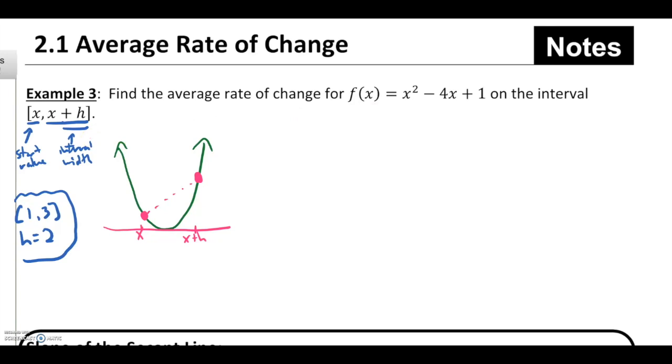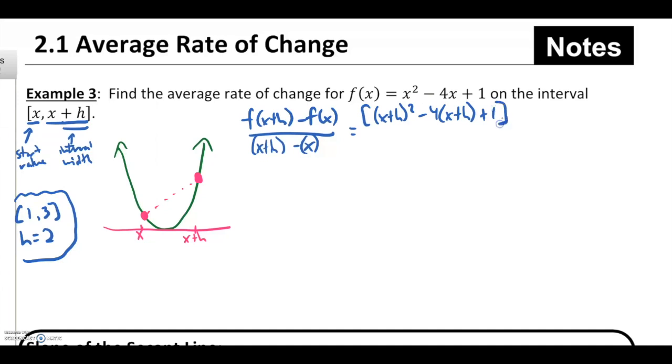So let's set that up. f of b minus f of a is going to be f of x plus h minus f of x, all over x plus h minus x, b minus a. Now it's going to involve substituting an x plus h into my function, which isn't too bad. Just remember the idea of composite functions.